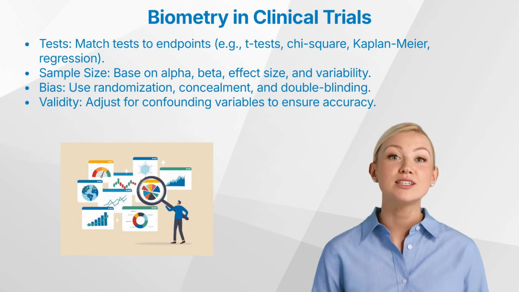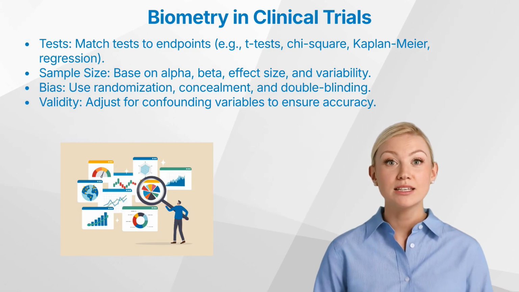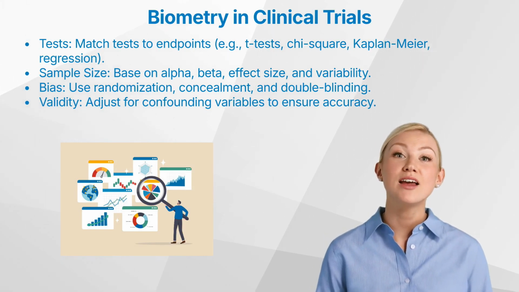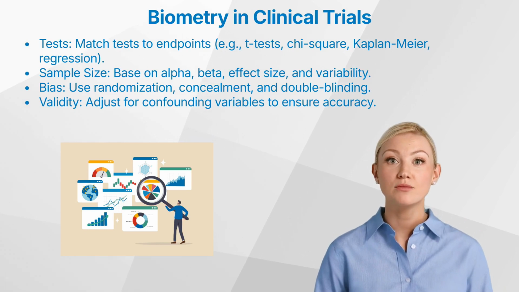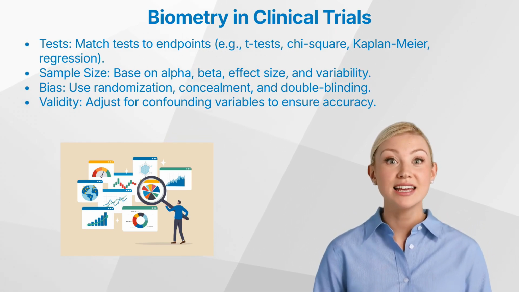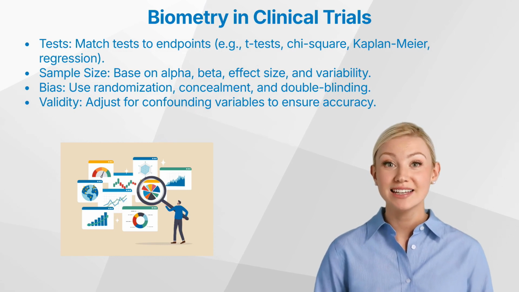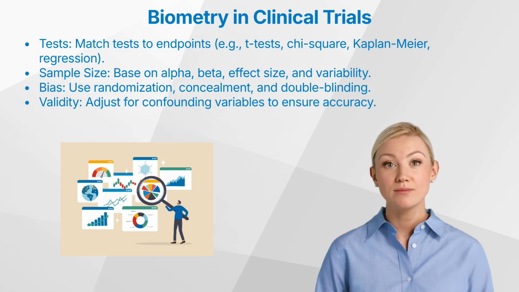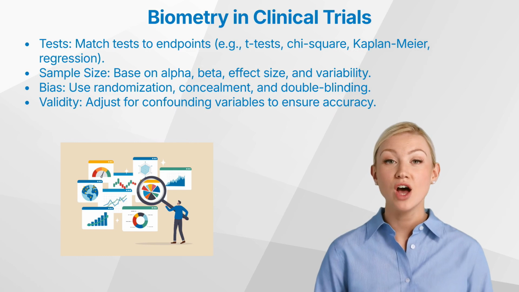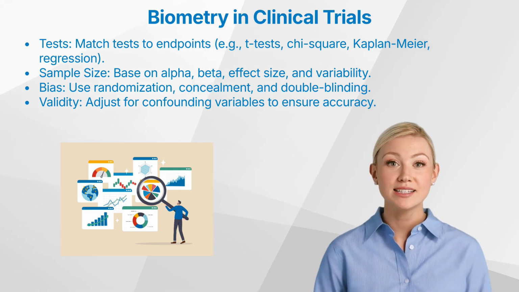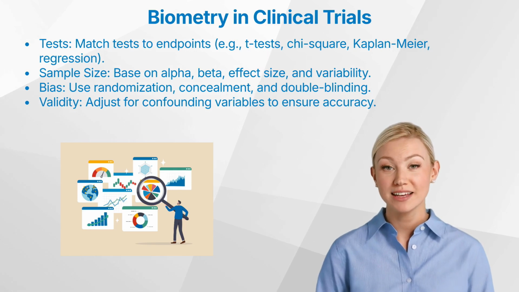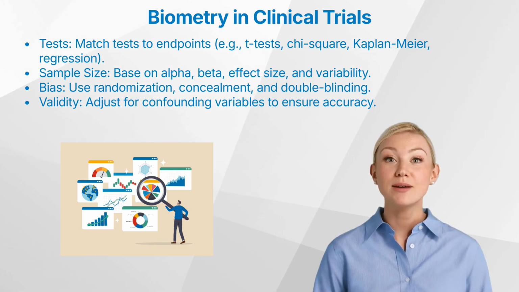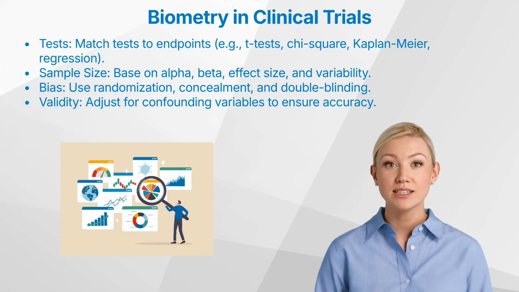Let us talk about statistical tests and sample size calculation. Statistical tests are selected based on the type of endpoints being measured and the study design. Continuous variables, such as blood pressure, often require t-tests if the data are normally distributed, or regression analyses for more complex relationships. Binary outcomes, such as cured, not cured, may use chi-square tests for simple comparisons or logistic regression to account for additional covariates. Survival data, including time-to-event analysis, are commonly analyzed with Kaplan-Meier curves for descriptive purposes and Cox regression for modeling relationships.